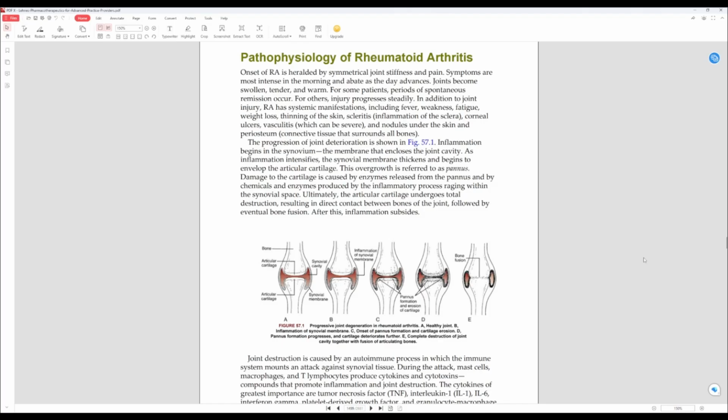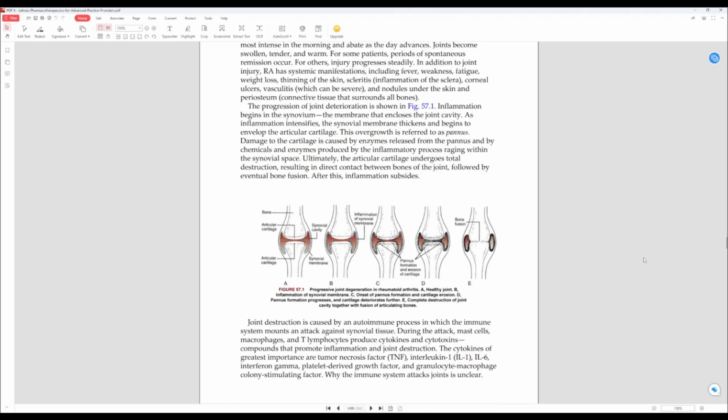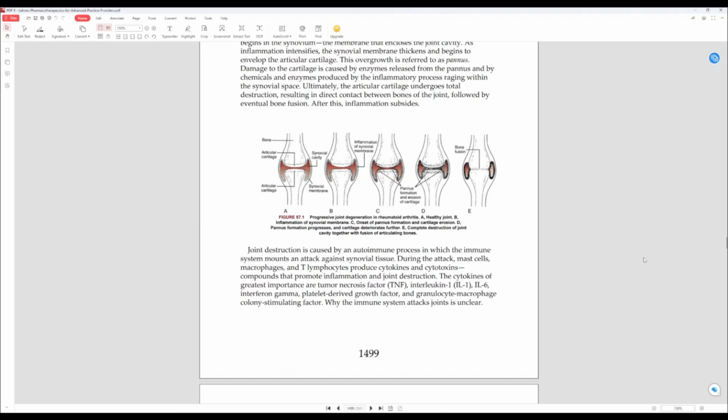Damage to the cartilage is caused by enzymes released from the pannus and by chemicals and enzymes produced by the inflammatory process raging within the synovial space. Ultimately, the articular cartilage undergoes total destruction, resulting in direct contact between the bones of the joint, followed by the eventual bone fusion. After this, inflammation starts to subside. So here's a good spot to hit pause so you can see a picture version of what I just said.